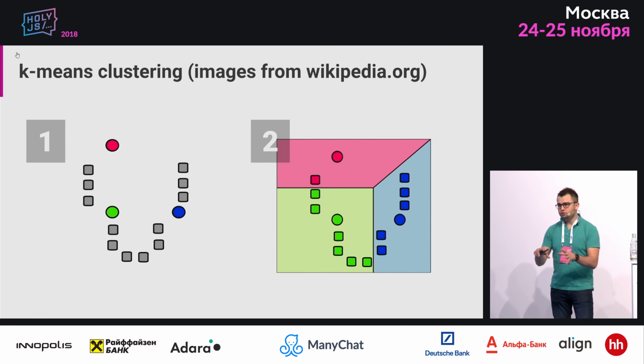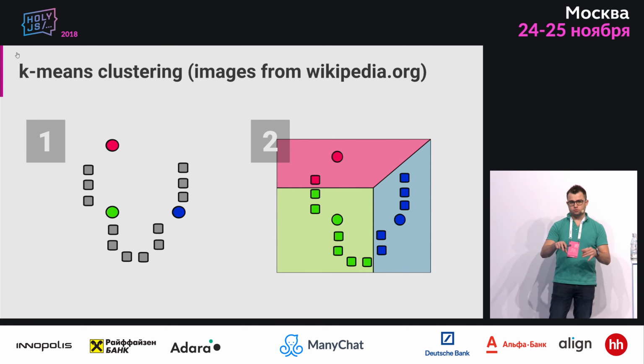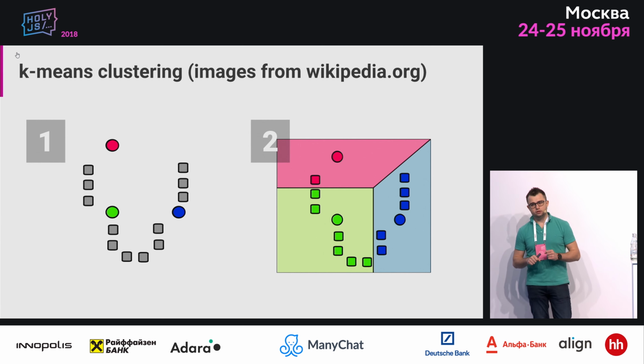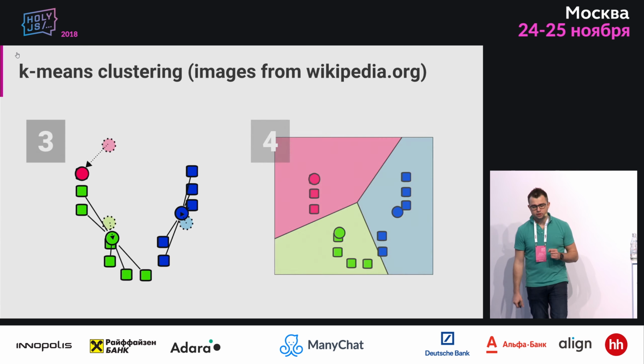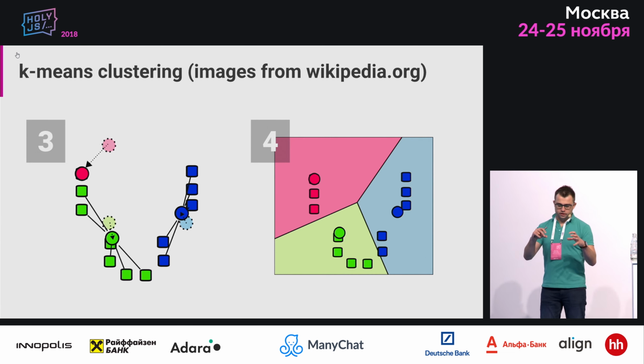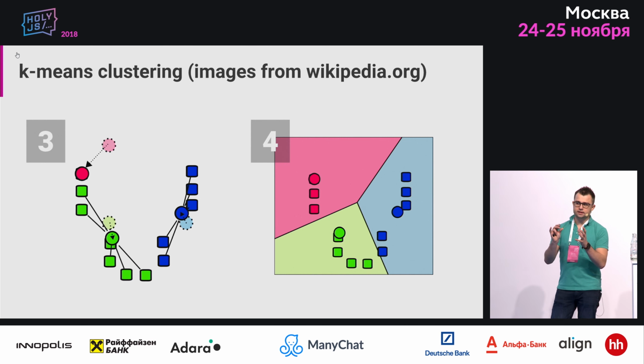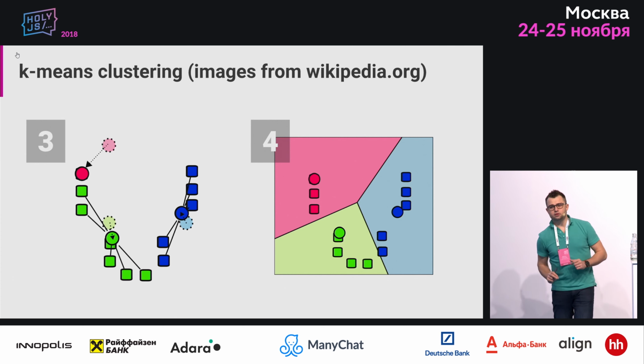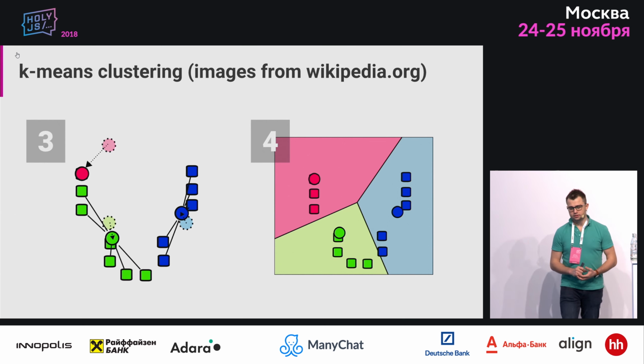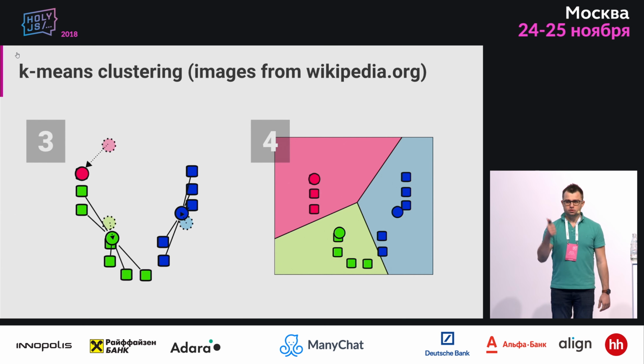So we form the initial clusters because those were generated randomly. In the third step, we know the initial clusters, and then we move the center of the cluster to the geometric center of all the points or the objects in that cluster. You see that the red one has only one point, so the geometric center of one point is exactly this point.